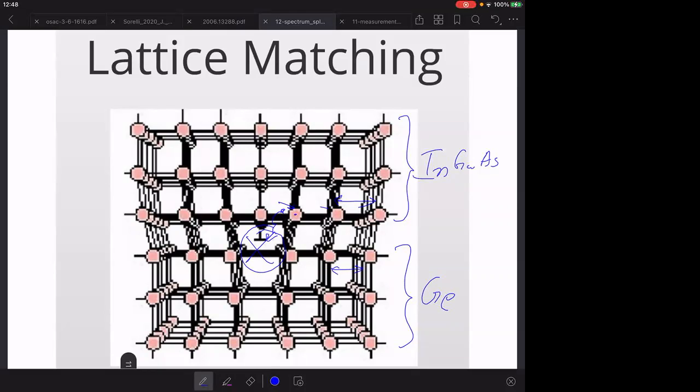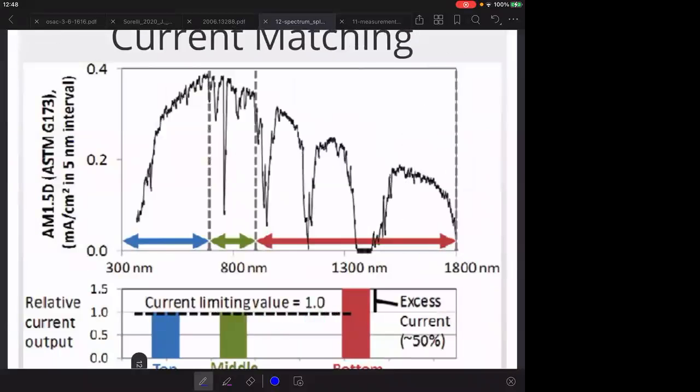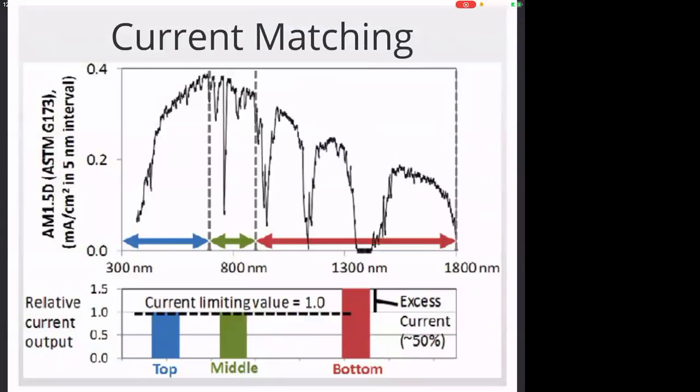So that means you have to be very careful how you make these materials, and typically they have to be grown one molecule at a time in extremely controlled conditions. So it's very slow, very, very expensive. The second problem is current matching. So if you think about how these three cells are attached, they are connected in series.